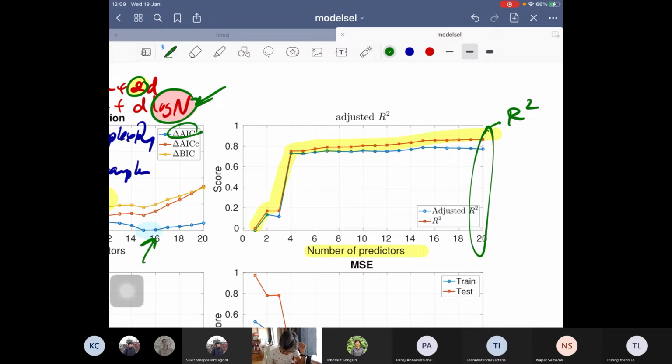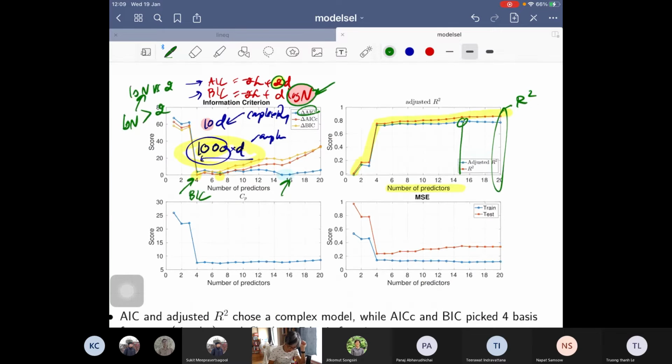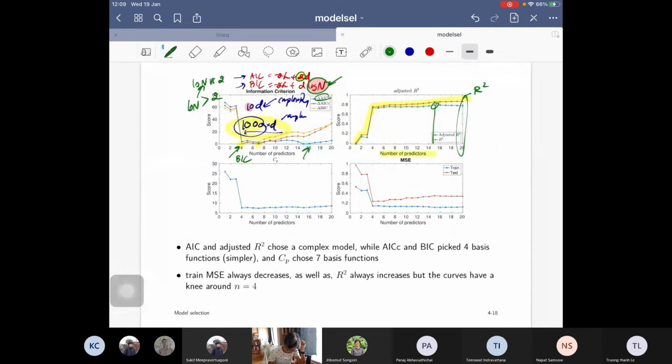Okay, and I think from this graph, probably here, there's a model of order 15. And for the Mallows Cp, again, it peaks around here. Oh, sorry, maybe I misread the graph. So you need to look at the number.